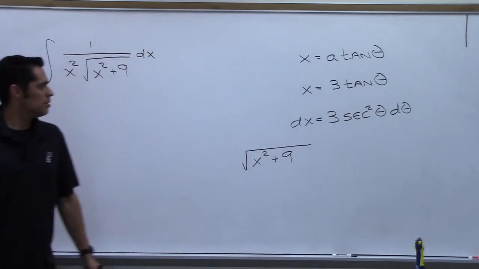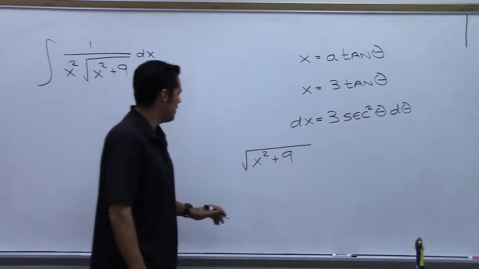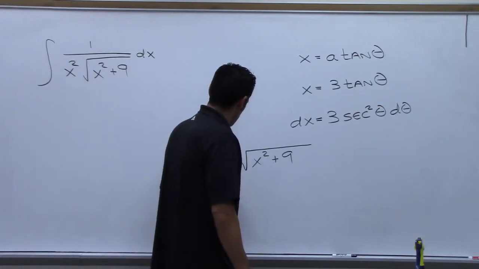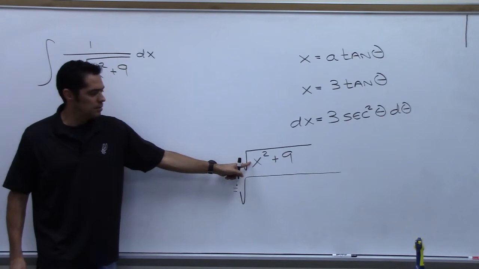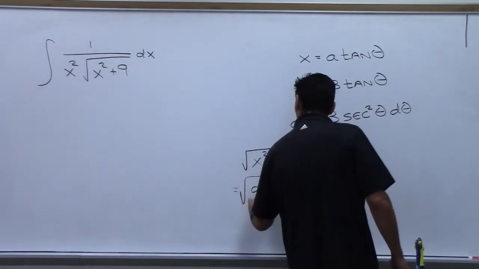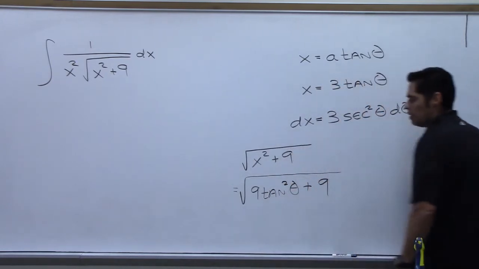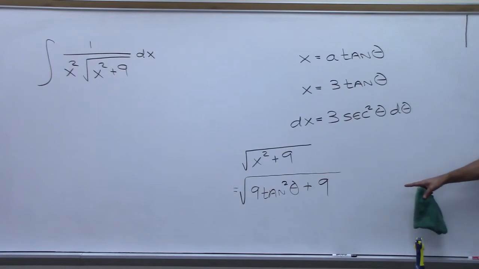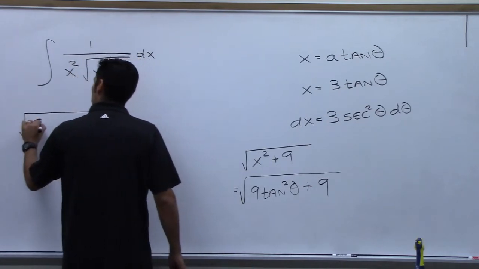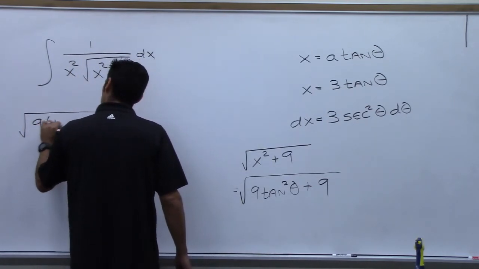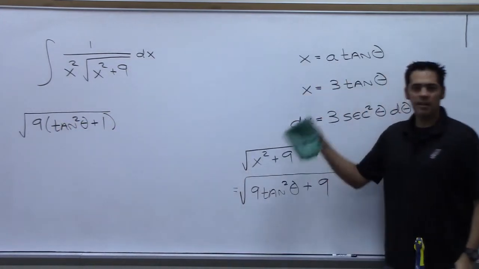So go in here and replace your x with 3 tan theta. So it's going to become the square root of, what's 3 tan theta squared? 6 or 9. 9 tangent squared theta plus 9. And then what do they both have in common? A 9. So you can factor out a 9. Let me go ahead and do that right here. When I factor out the 9, what am I left with in parentheses? Tangent squared theta plus 1. The 9 can come out as a 3.